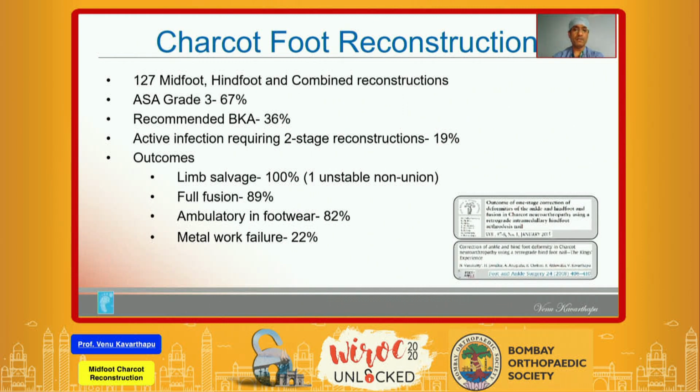89% of feet had full bone fusion, which is the aim to achieve in all patients. 82% are in ambulatory footwear, but metalwork failure, breakage of screws and plates, is high in those patients that are treated with internal fixation, but that doesn't seem to affect their functional outcome.